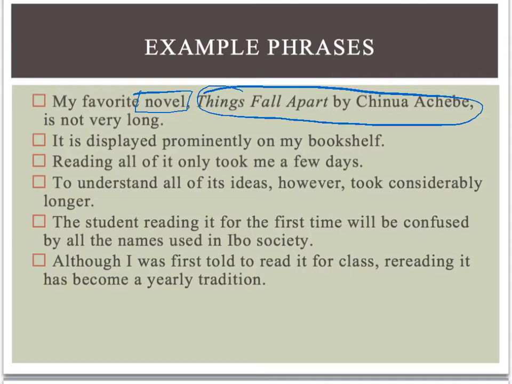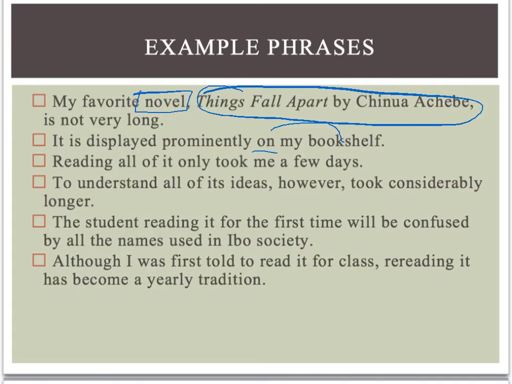It is displayed prominently on my bookshelf. This sentence has a prepositional phrase. All right, it begins with the preposition on and ends with the object of the preposition, which in this case is bookshelf. All right, again, there's a limited number of prepositions, and you could learn them all, but they show relationships between a noun and another word in the sentence. All right, so in this case, it's connecting bookshelf to prominently. So this whole prepositional phrase is acting as an adverb, answering the question, where is it displayed?